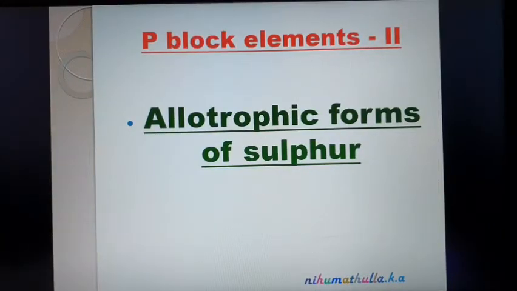Allotropic forms of sulfur. The main allotropic forms of sulfur are the crystalline and amorphous forms, also called rhombic sulfur and monoclinic sulfur. We are going to discuss the further allotropic forms of sulfur in this video. Complete allotropic study of sulfur.